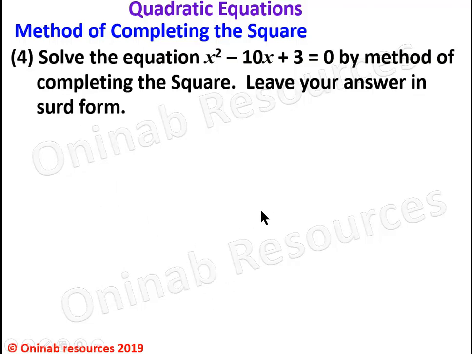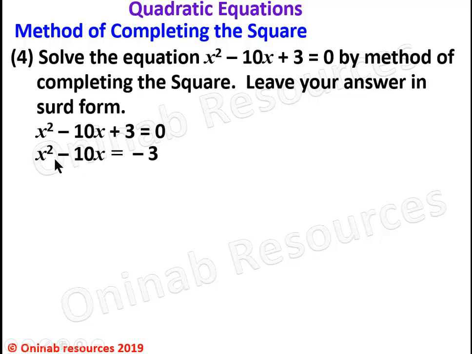So we go to the next problem. This is the actual quadratic equation to be solved by the method of completing the square. So problem 4 says, solve the equation x squared minus 10x plus 3 is equal to 0 by the method of completing the square. Leave your answer in surd form. So we go x squared minus 10x plus 3 is equal to 0. First thing is to take the constant term to the right hand side. So we'll be left with x squared minus 10x is equal to negative 3. Taking this positive 3 to the right hand side, it becomes negative 3.